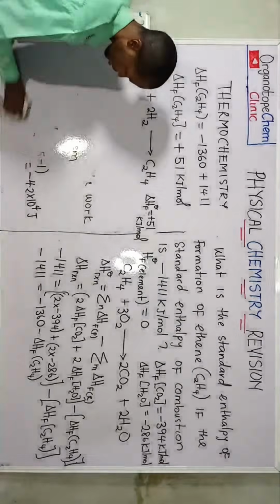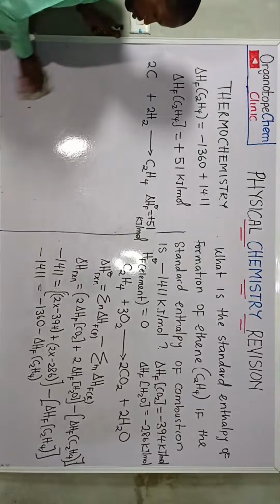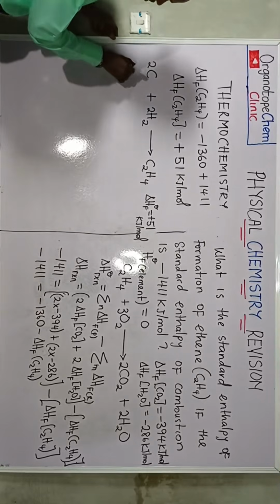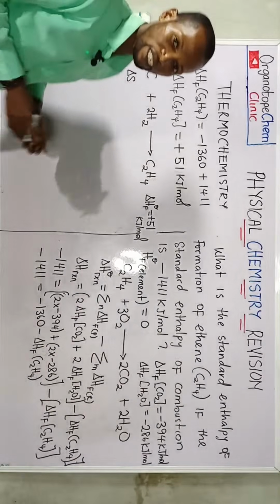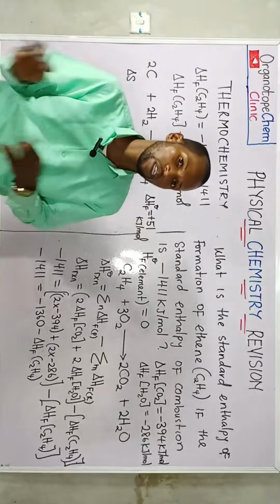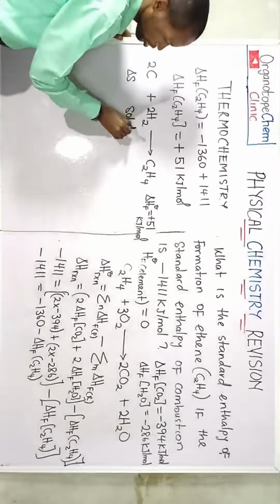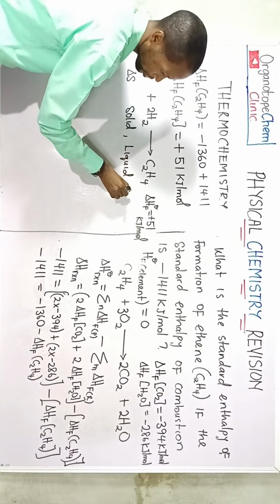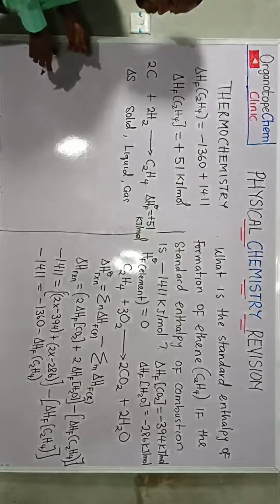We are on entropy now. Entropy is denoted as delta S, entropy change, delta S. Is that okay? Now, what are the states of matter? We have the solid, liquid, and what? Gas. Okay? So let's consider these three states of matter.